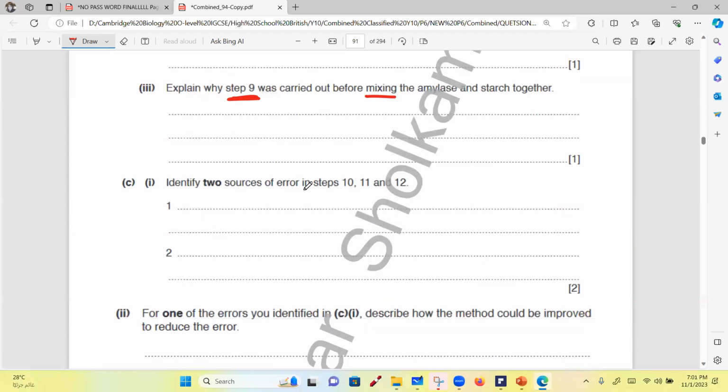Identify 2 sources of error in steps 10, 11, and 12. I will not go back. Can you think of any error? Always the error is the same. What's the error? Drop size. Excuse me? Timing. Timing, yes, the timing was not very accurate.